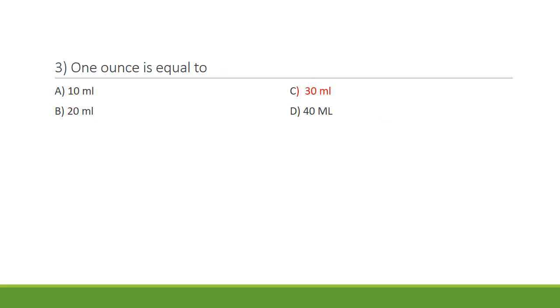Autoclaving is the method of choice for sterilization of rubber goods like rubber gloves. Next question, third question is 1 ounce is equal to. Options: A 10 ml, B 20 ml, C 30 ml, and D 40 ml. Correct answer is 30 ml. 1 ounce is equal to 30 ml.